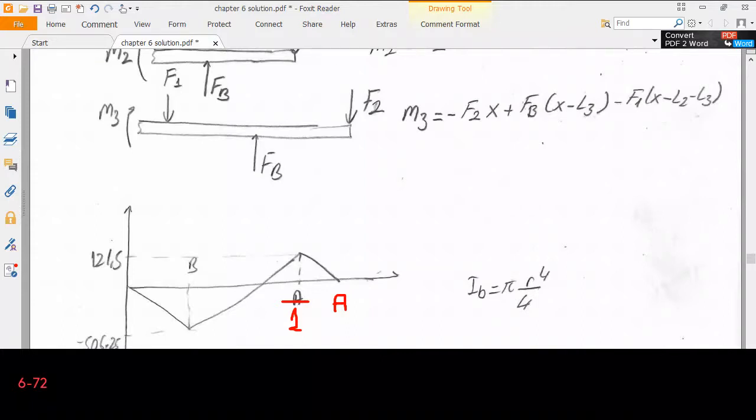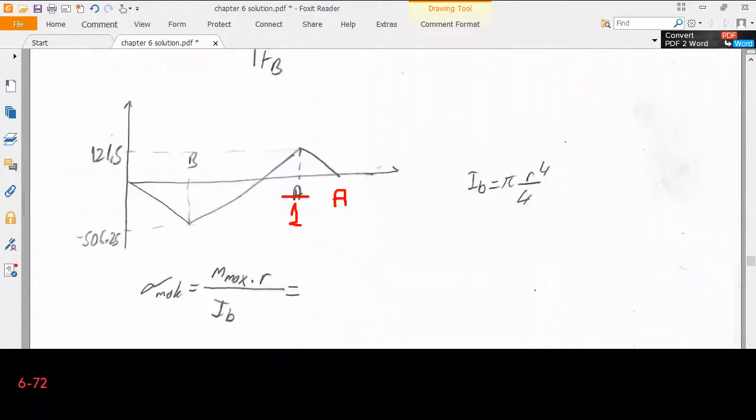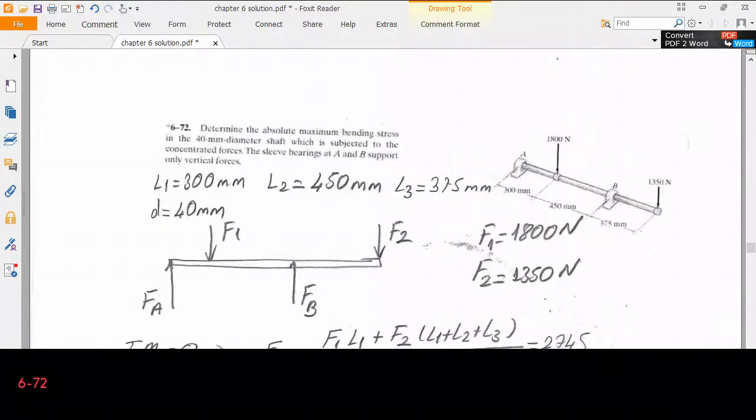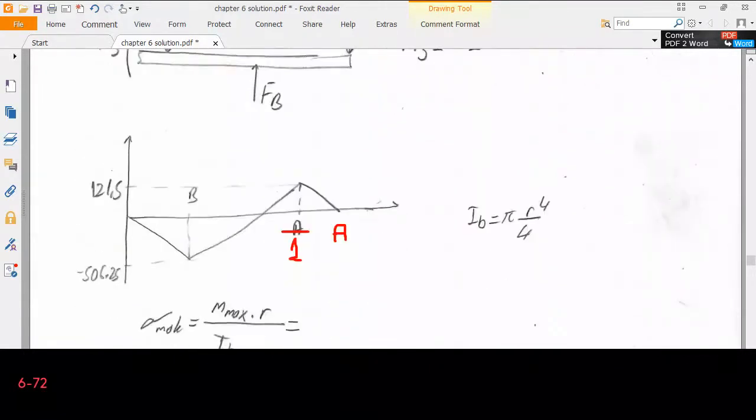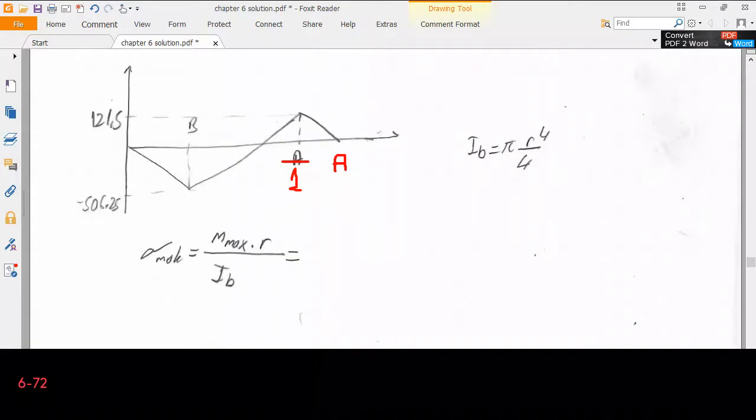In fact, the next thing is to calculate the moment of inertia. The moment of inertia for a circle is pi r to the power 4 divided by 4, so the fourth power of the radius, r is the radius here. Then from here you can easily calculate the maximum value of the bending stress. So the maximum bending moment is 506.25. Radius is certainly 210 times 10 to the power minus 2, and then you will divide it by the moment of inertia and you obtain the result.